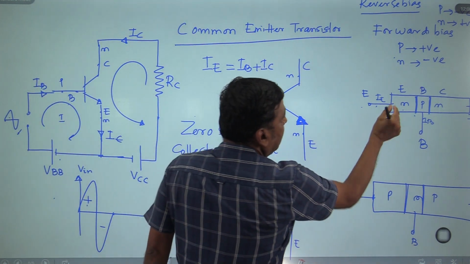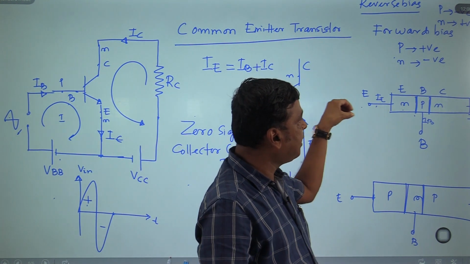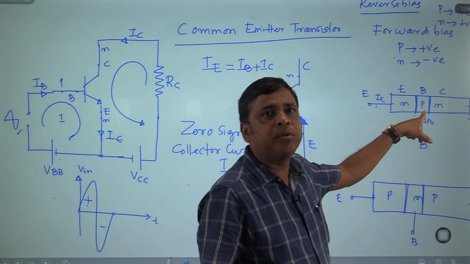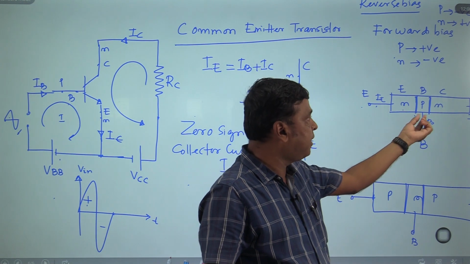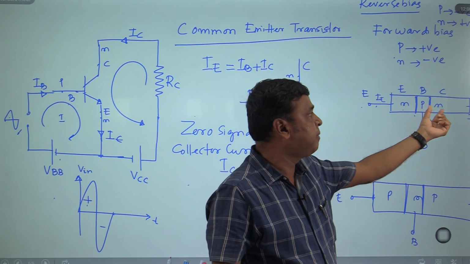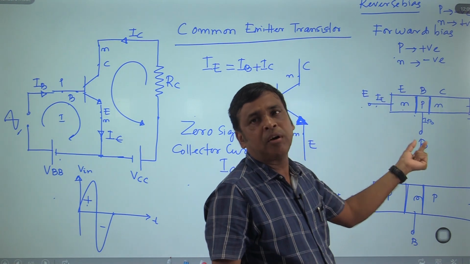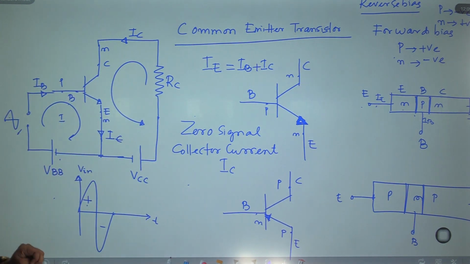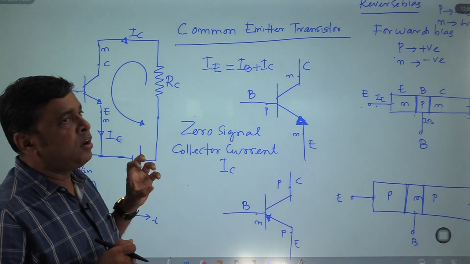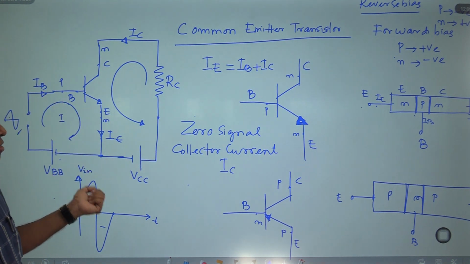If 1000 electrons are emitted by the emitter, the base is very lightly doped, so about 5% of them combine with holes and constitute the base current, and the remaining 95% of the electrons are collected by the collector. That is why the emitter current equals base current plus collector current. Then this is nothing but the zero signal collector current. So in transistor biasing, what do you mean by the zero signal collector current? In the absence of the signal, the current that flows at the output is your zero signal collector current.